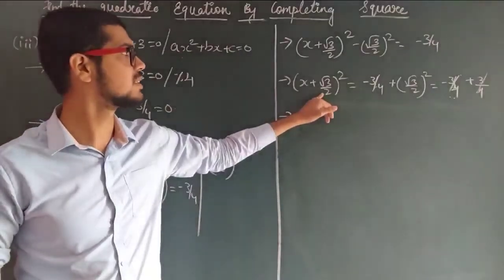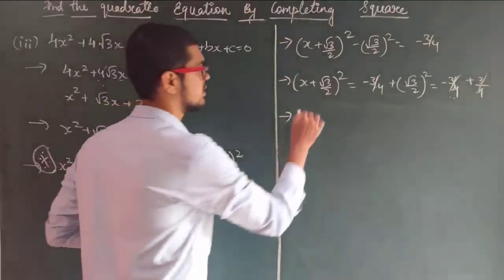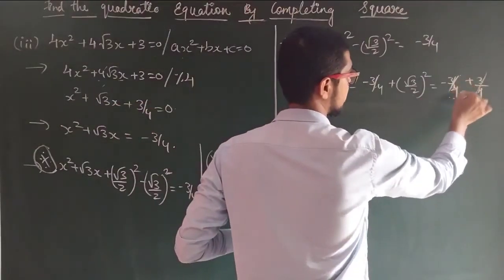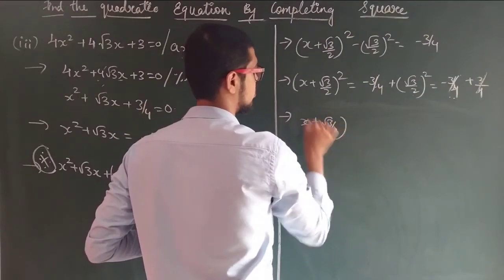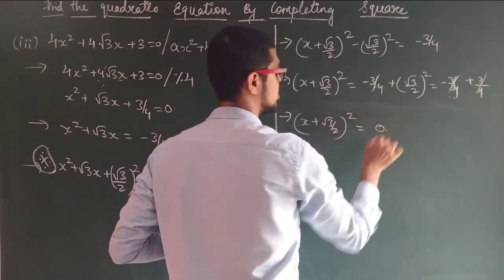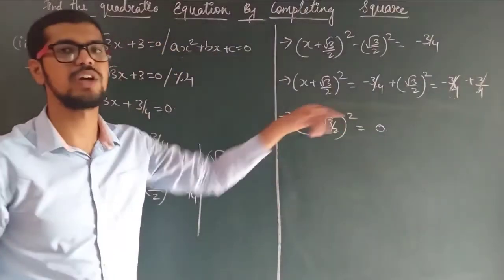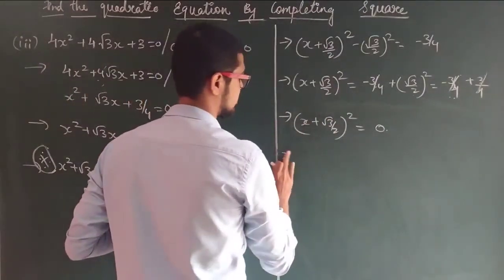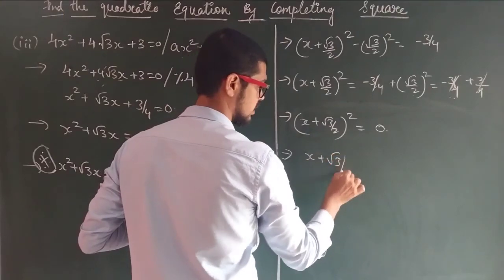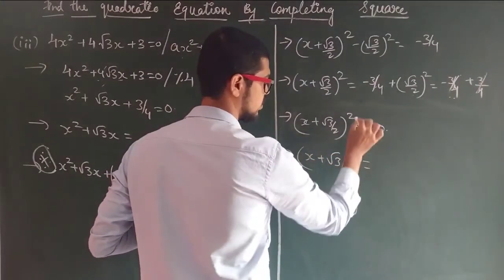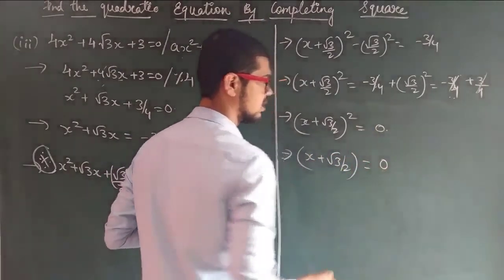Yes, my next step is simplification. I'll cancel this minus 3 by 4 and plus 3 by 4. So this is x plus root 3 by 2 whole square is equal to 0. After this, taking the square root on both the sides, this square and square root will get cancelled. So this is x plus root 3 by 2 is equal to 0, root 0 is 0.